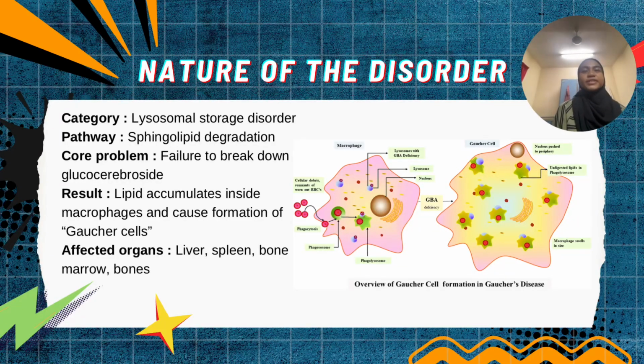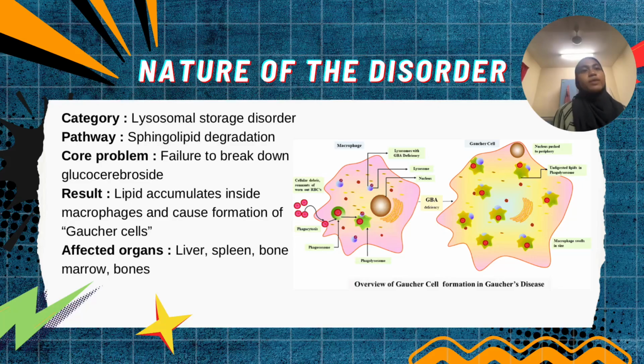Okay, first I will explain the nature of Gaucher's disease. Gaucher's disease is a lysosomal storage disorder that involves the sphingolipid degradation pathway. The core problem is a deficiency of the enzyme needed to break down glucose cerebroside. Because this lipid cannot be degraded, it starts to accumulate inside the macrophage. These swollen macrophages are known as Gaucher cells, as you can see them in the illustration here.